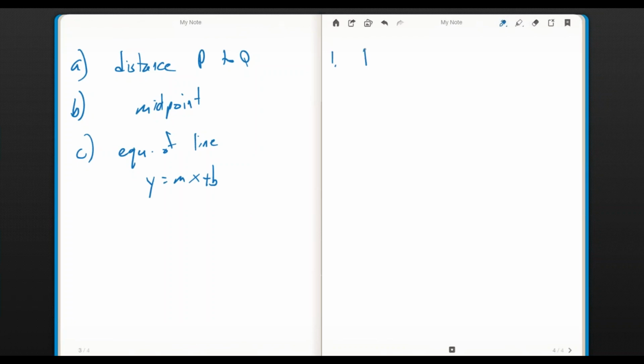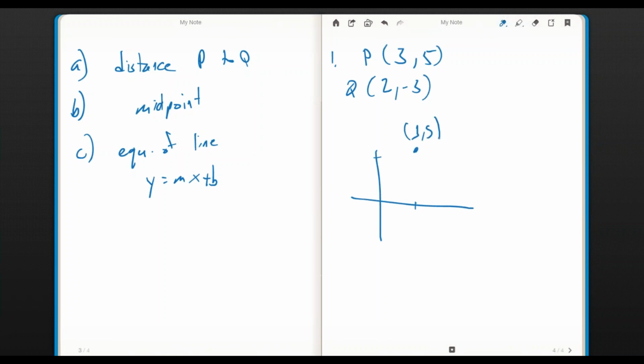The first problem we have, we're given that P is (3, 5), and point Q is (2, -3). So this is just the beginning practice of it. I would like to point out that the distance is best remembered by considering it as part of the Pythagorean theorem.